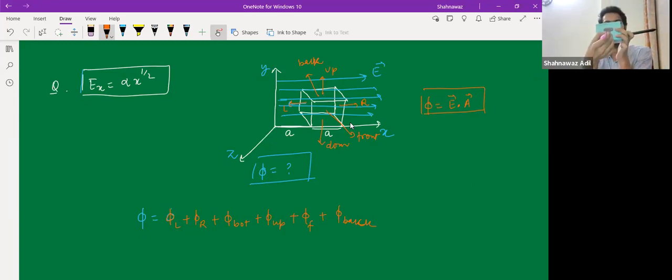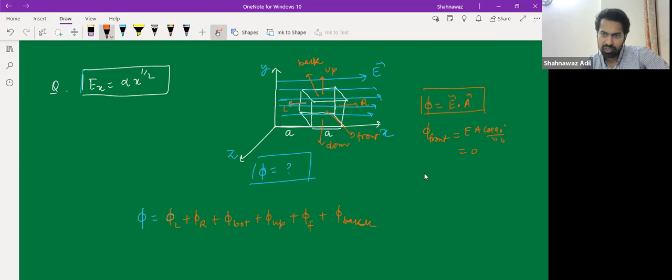So what is the direction between area vector and the electric field? 90 degrees. So dot product and the angle between E and A is 90 degrees for the front. So that would be how much? Cos 90 is 0, so this is 0. Understood?